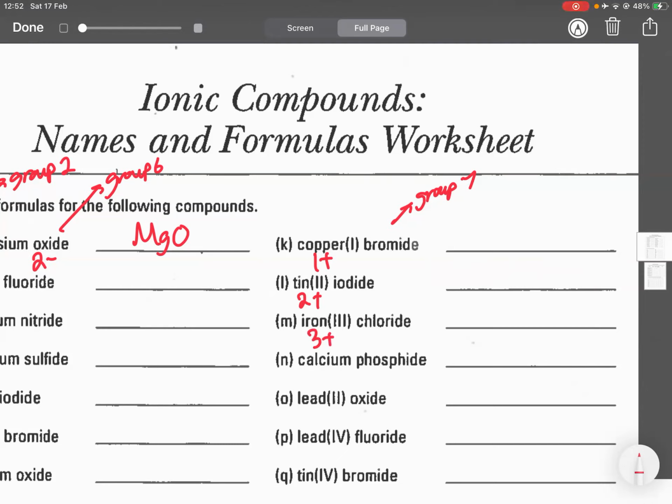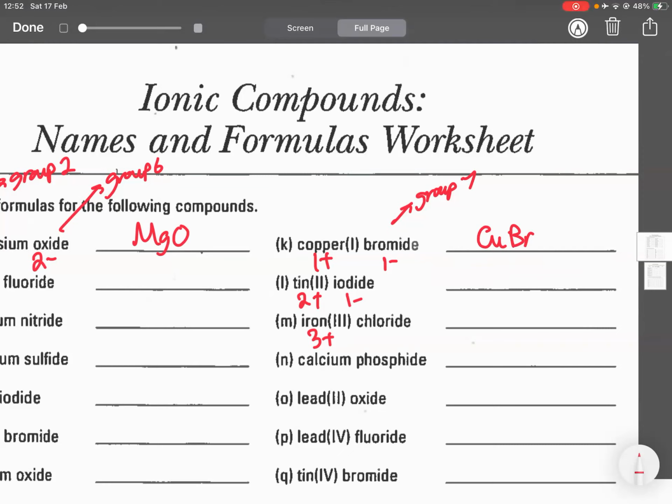Bromine's group 7, so what's bromine's charge? 1 minus. And iodine is also group 7, so it's 1 minus. So what would the answer be for copper bromide? Cu, copper. So what's Br? CuBr. Yeah. And then what about the next one? Iodine is just I.